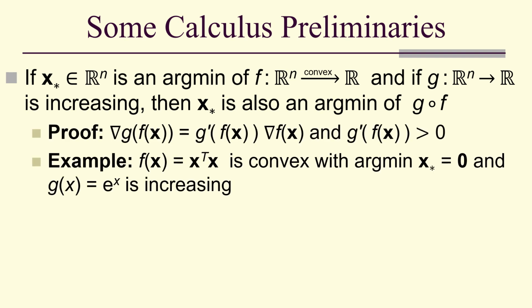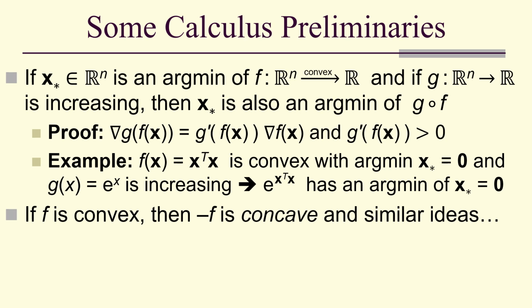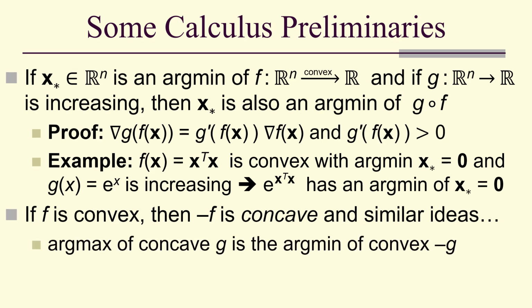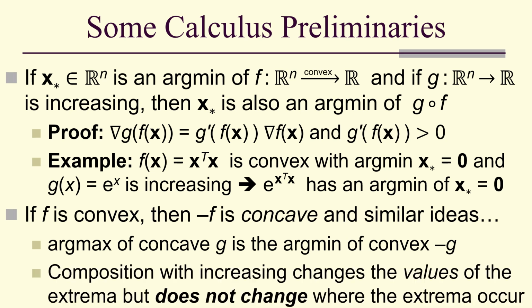For example, if f of x is x transpose x, that's convex and has an argmin at 0. And g of x equal e to the x is increasing, so therefore e to the x transpose x also has an argmin at 0. If f is convex, then negative f is concave, and similar ideas apply. The argmax of a concave g is the argmin of the convex negative g. Composition changes the values of the extrema, but not the location, not their argmin or argmax.